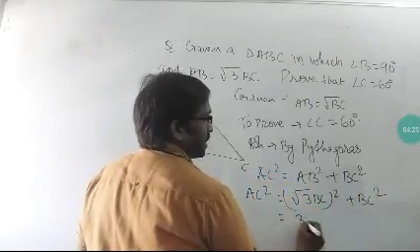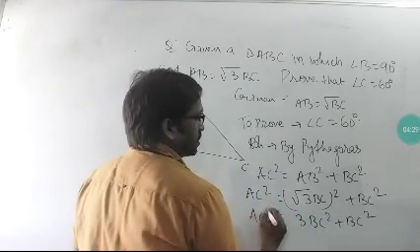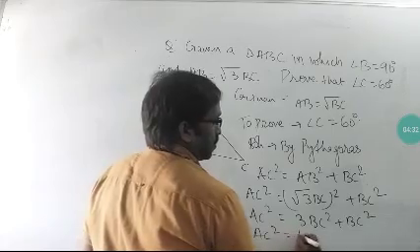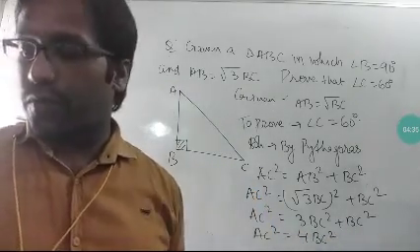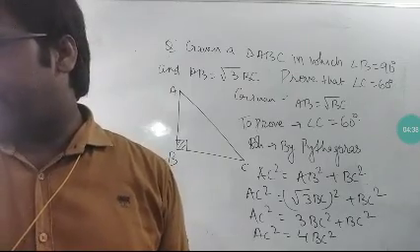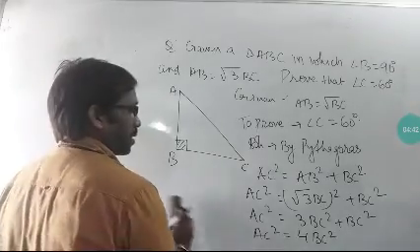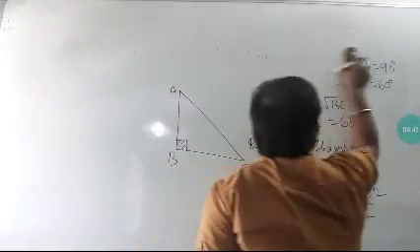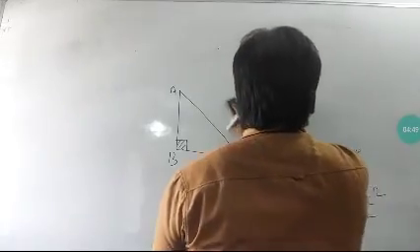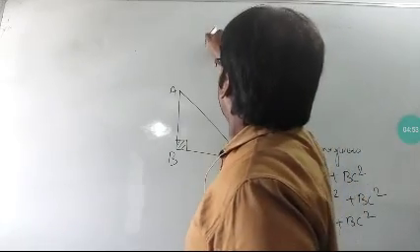That means AB square plus AC square is equal to 3 BC square plus BC square, which means AC square is equal to 4 BC square. Clear? With the help of this Pythagoras theorem, we have found the relationship between AC and BC, the sides of the right triangle ABC. Now what? Now we will deduce the actual value of AC, and that AC is equal to 2 BC.